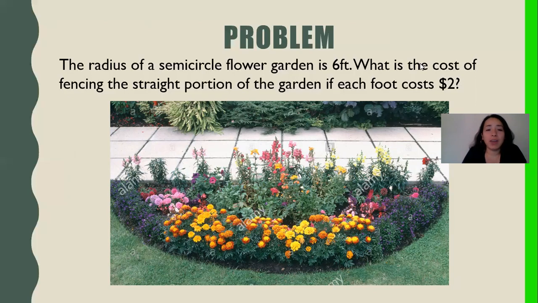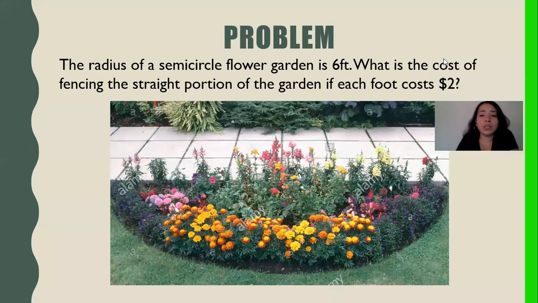What is the cost of fencing the straight portion of the garden if each foot costs $2? So if you remember in class, we did 3 reads. For a 3 read, we first focus on what is the problem about. So in this case, what is the problem about?